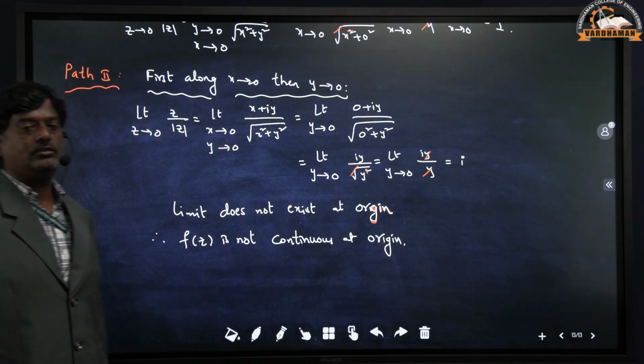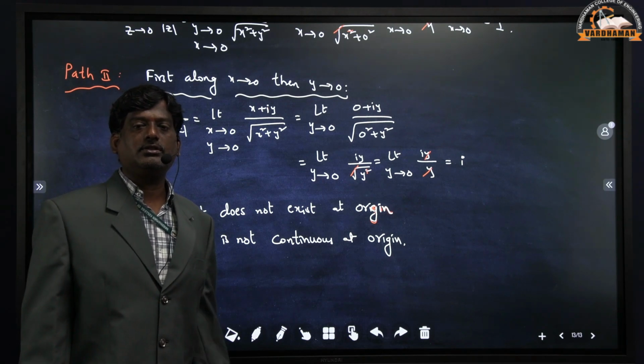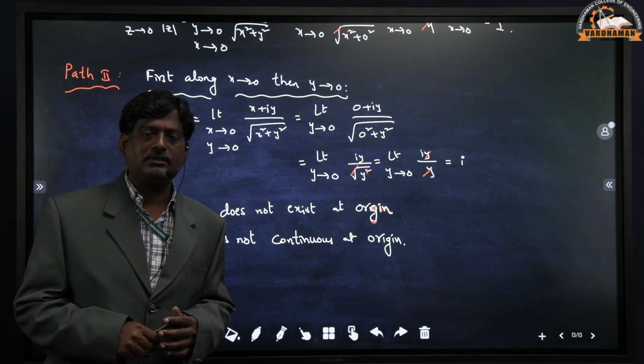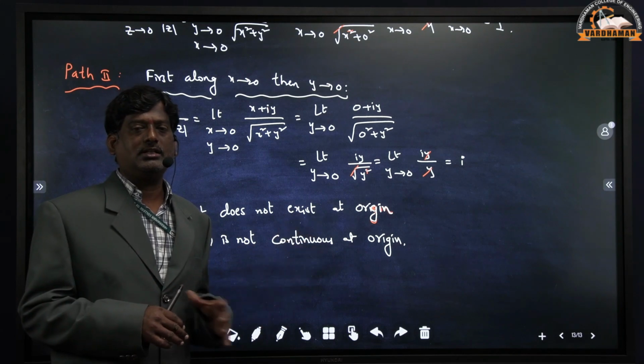From this problem you can understand when the function is continuous: only when you get the same limit in all paths does the limit exist. We will see some more different examples to understand the complete concept.